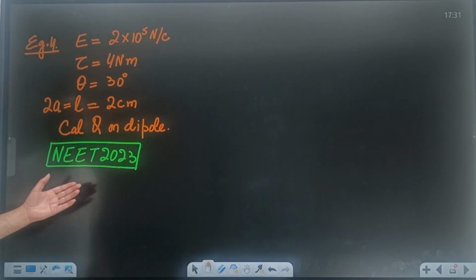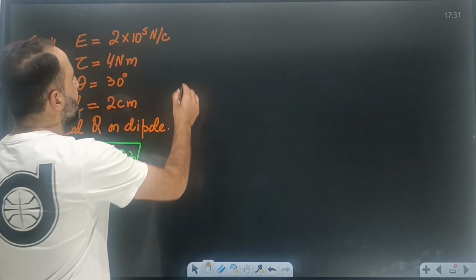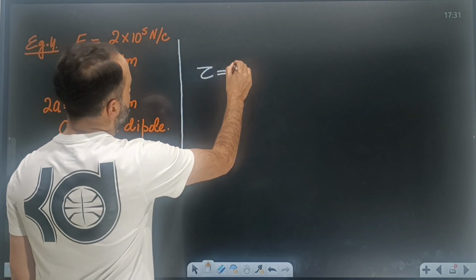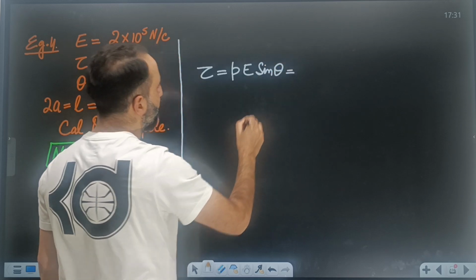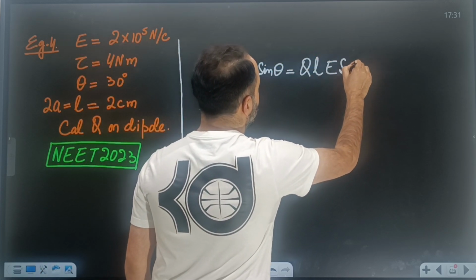Have a look at this. This question has been asked in the NEET 2023. Electric field given, torque given, theta given, dipole length given, and you will have to calculate what the charge at the dipole. Okay, I will write down the equation and you will try this question yourself. Simply torque किसके बराबर होता है? That's equal to P into E into sin theta. And dipole moment is what? That's equal to charge multiplied by dipole length, into E multiplied by sin theta.